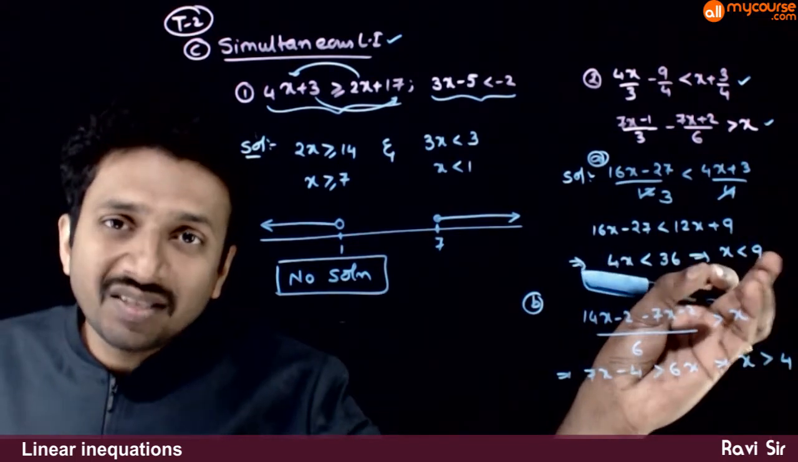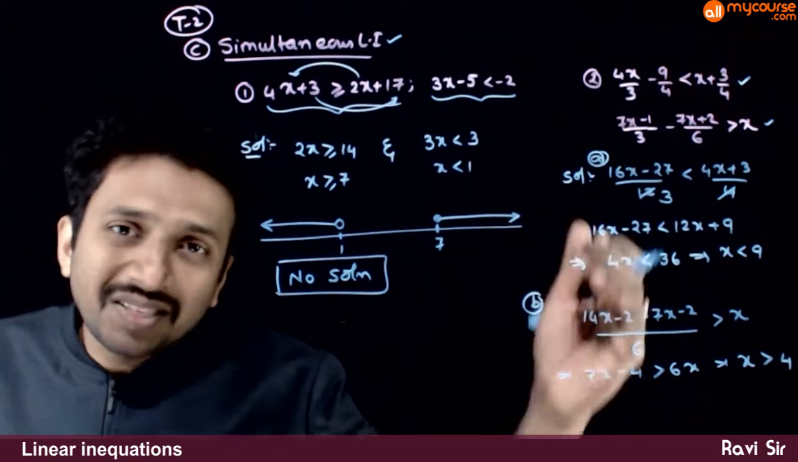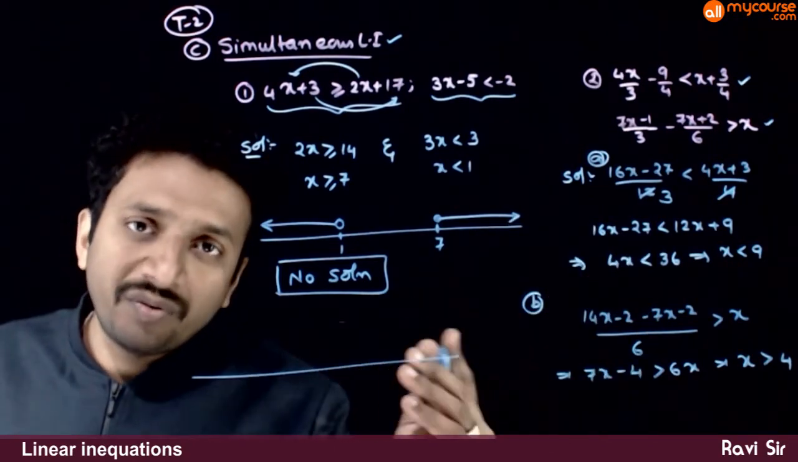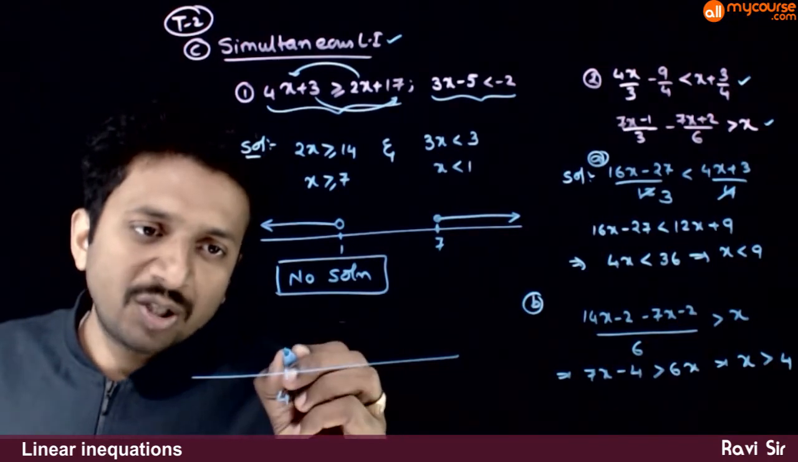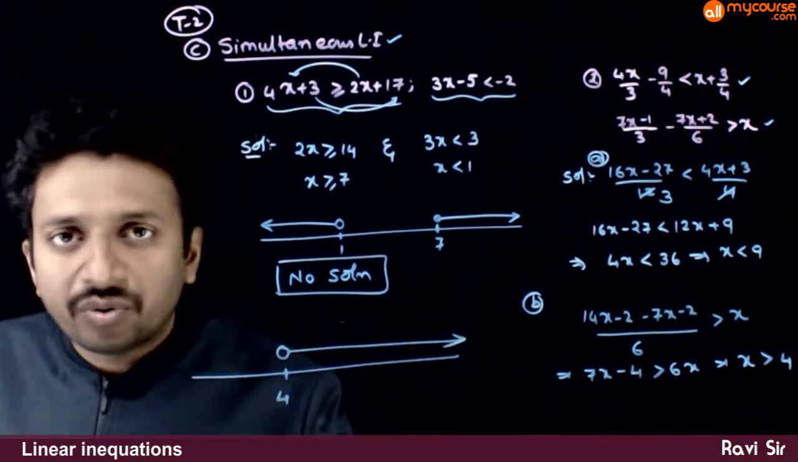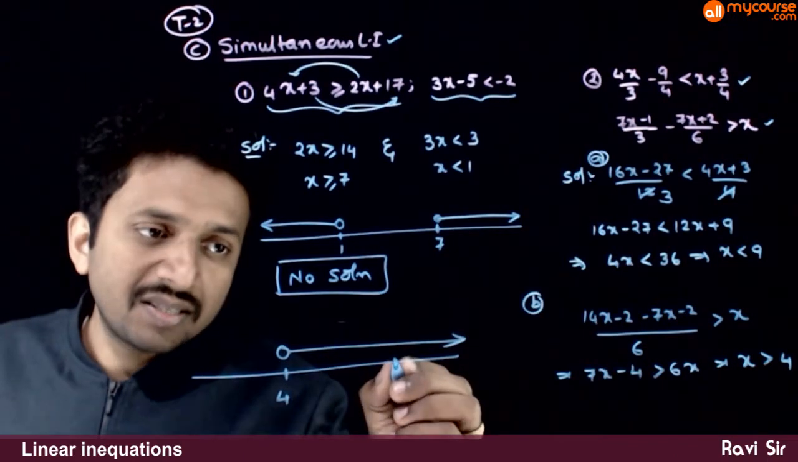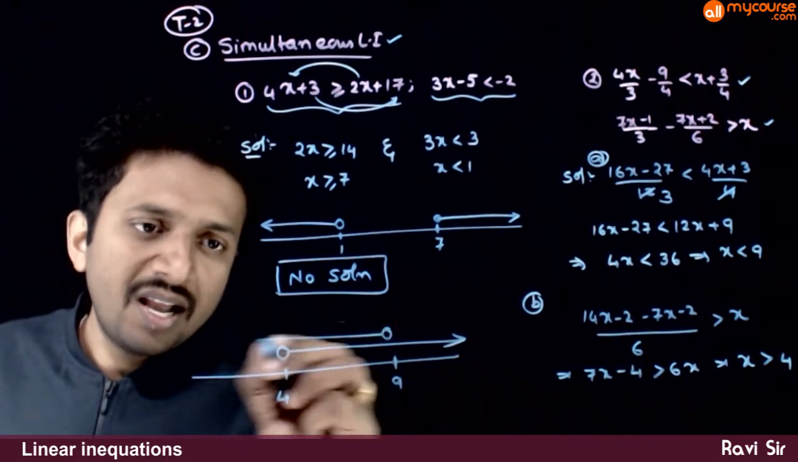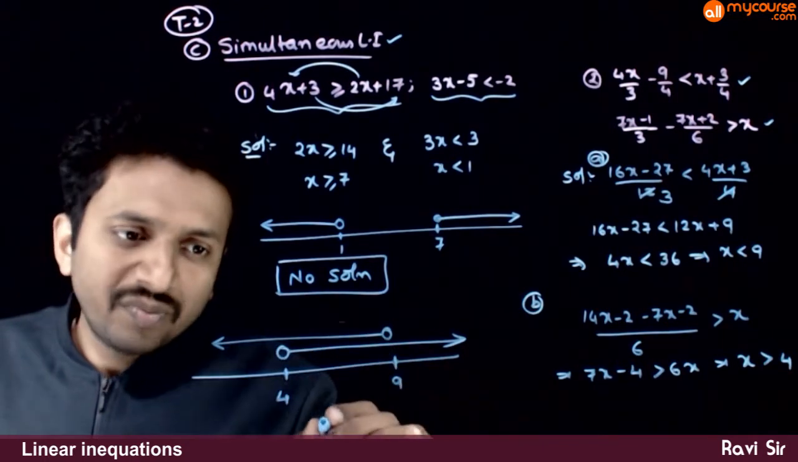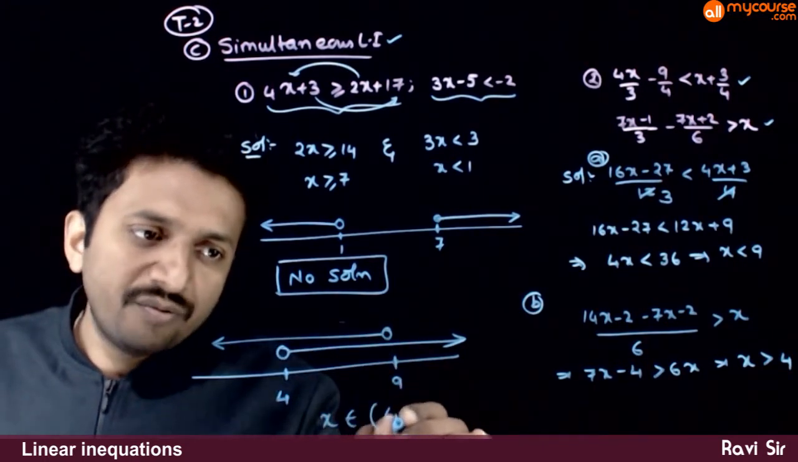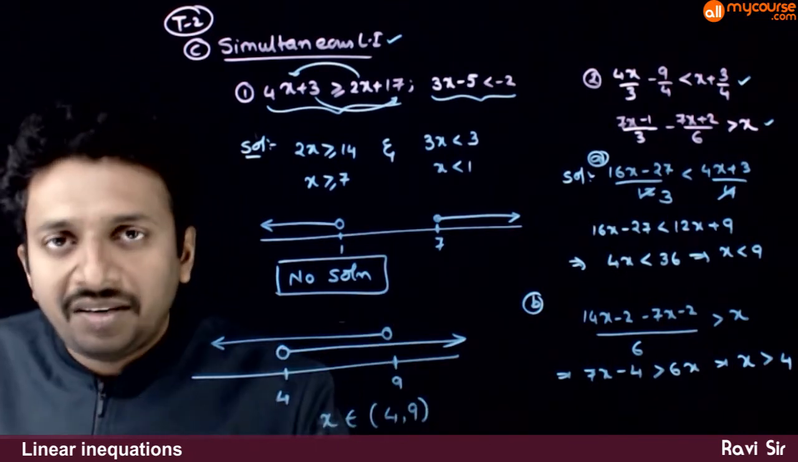The solution for this is x is less than 9. So what is the simultaneous solution? If you plot both of them on a real number line, one says x has to be greater than 4. The other inequation says x has to be less than 9. So what is the common solution to these two? So x belongs to 4, 9.